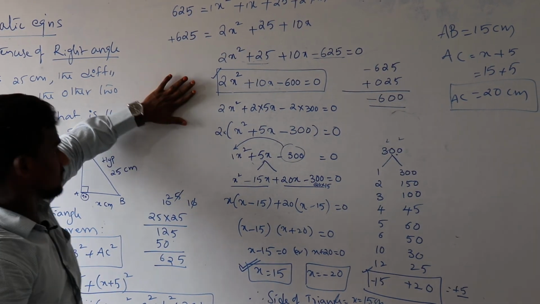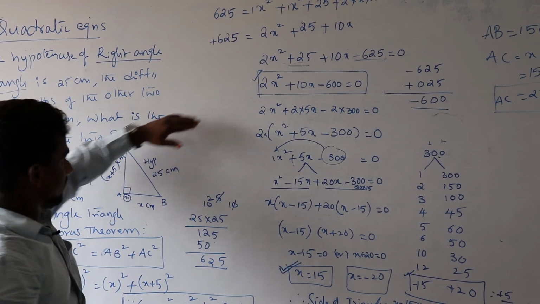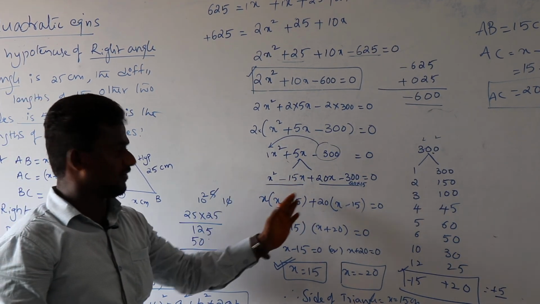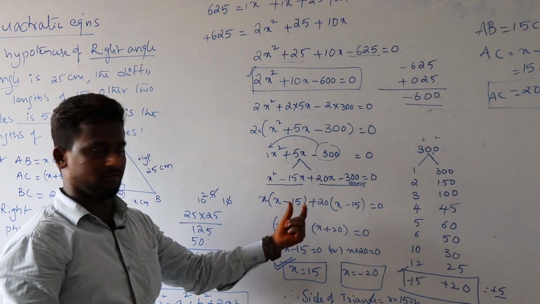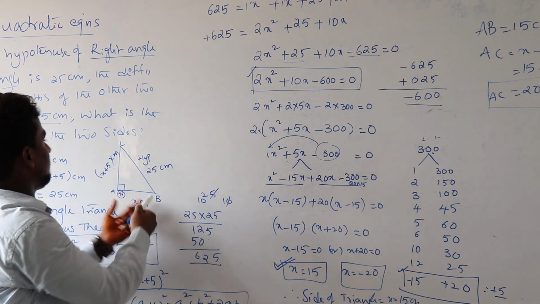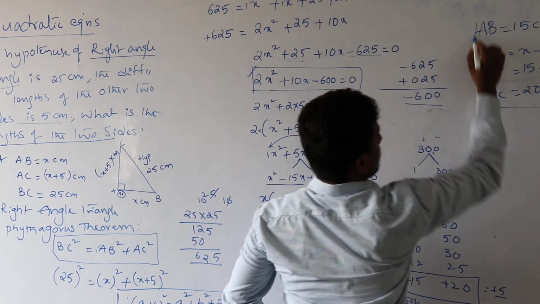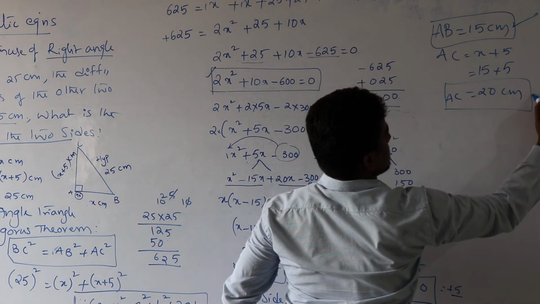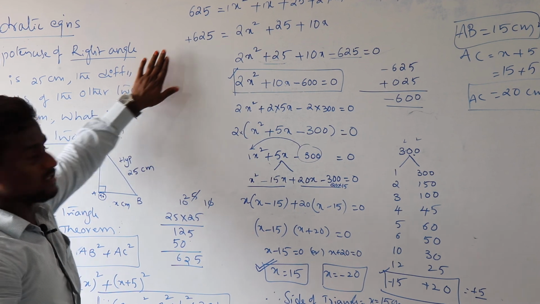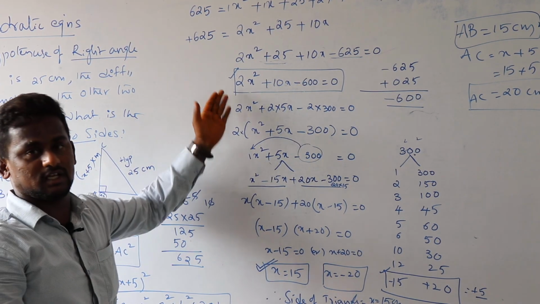So the method is based on the given data. First we should get the quadratic equation. By using the quadratic equation we can find the factors. Those factors will be in the form of x, and that x value is what we need. Here x is the side AB. The lengths of the two sides are AB equal to 15 centimeters and AC equal to 20 centimeters. Like this we will solve data-type sums regarding this type of quadratic equations.